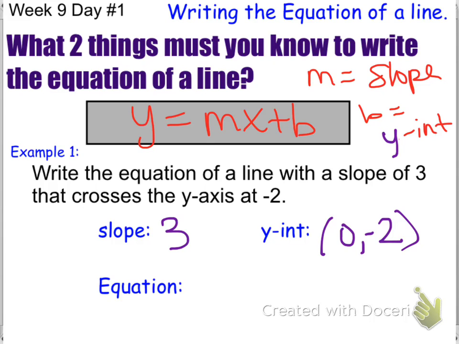Now that we have both of those pieces of information, we can go ahead and write the equation of our line, just plugging in 3 for m and -2 for b. And so we get y equals 3x minus 2. And that would be the equation of the line with that information.